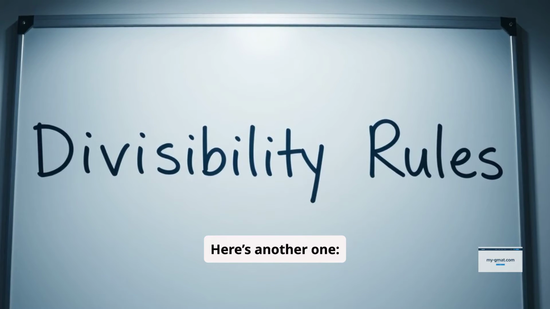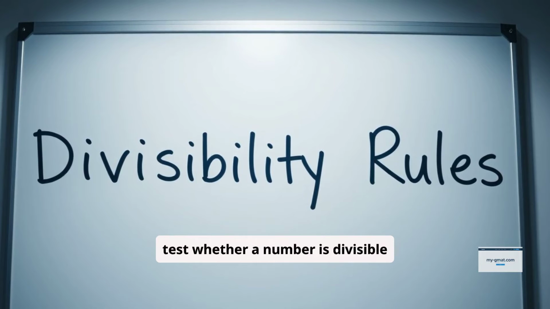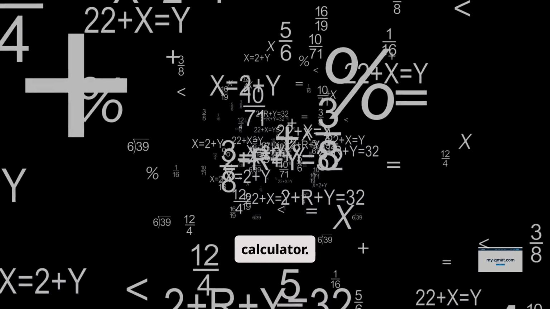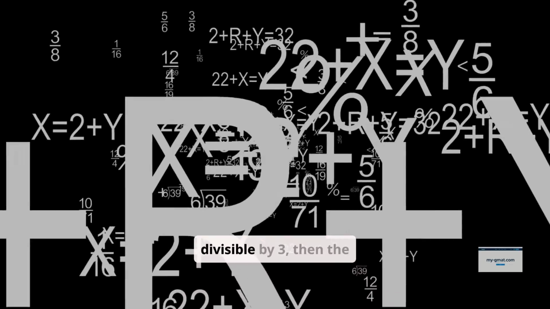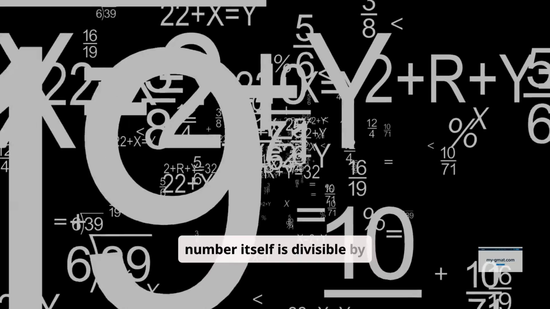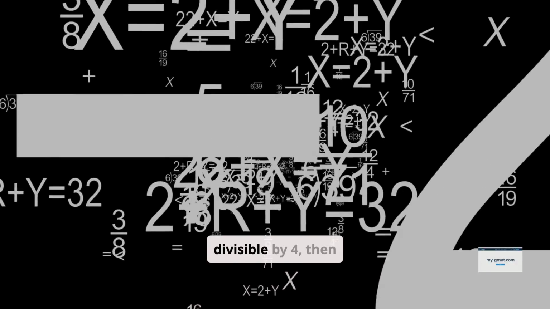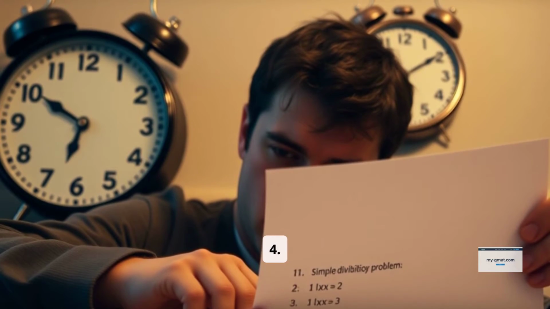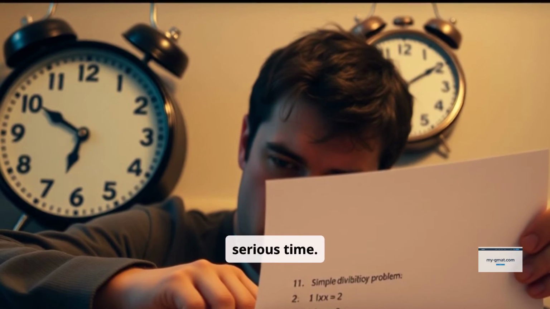Here's another one, divisibility rules. The GMAT loves to test whether a number is divisible by 3, 4, 5, or 9 without using a calculator. For example, if the sum of digits of a number is divisible by 3, then the number itself is divisible by 3. If the last two digits form a number divisible by 4, then the whole number is divisible by 4. These rules seem basic, but under pressure, they save serious time.